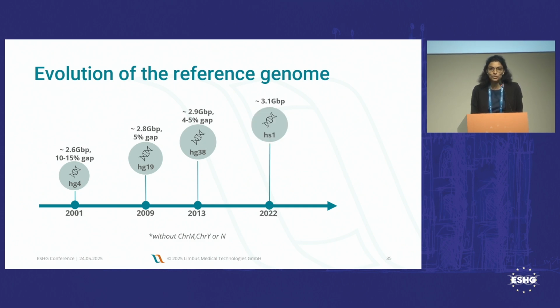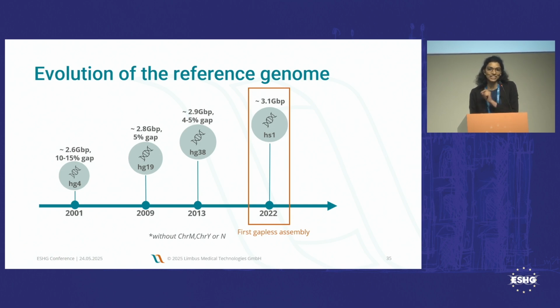And now, in 2022, with long-read sequencing technology coming in, we have HS1, which is our first gapless assembly, where from telomere to telomere there is a complete representation of the genome. This methodology has now been adopted by the Pangenome Reference Consortium, and as of 2023, we have 47 haploid assemblies.